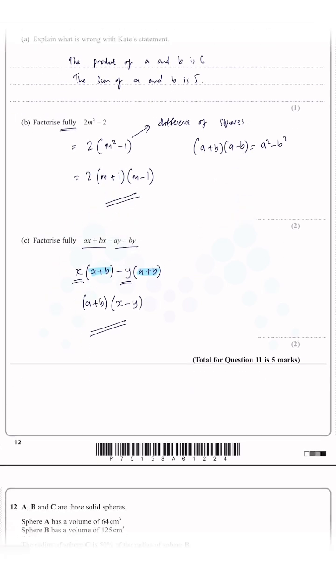Question number 12. It said A, B, and C are three solid spheres. So we've got A, we've got B, and we've got C. We've been given the volume of A, which is 64 centimeters cubed, and 125 centimeters cubed for B. And it said the radius of C is 50% less than the radius of B.